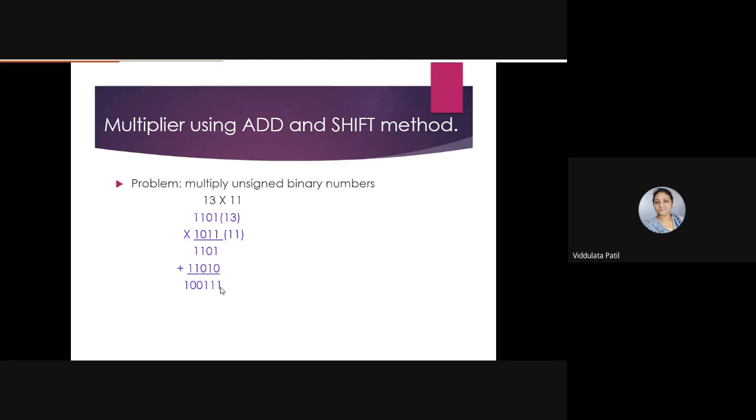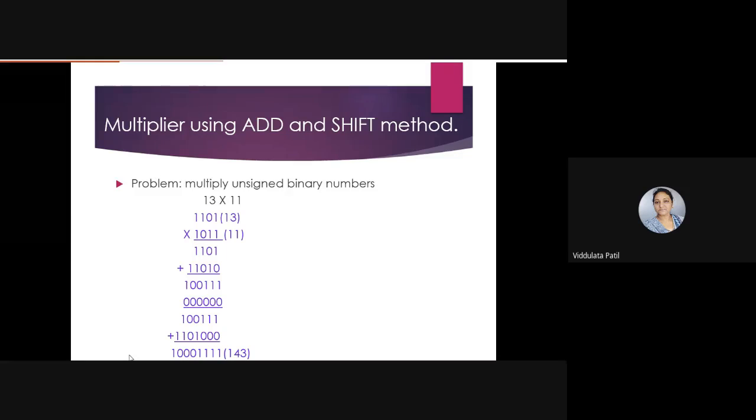So the first addition will be 100111. After that, as this bit is 0, the multiplication will be 0, and then you go for the addition. After that again the bit is 1, so you multiply with it and then you will get the final result, that is 10001111. In decimal this number is equal to 143.